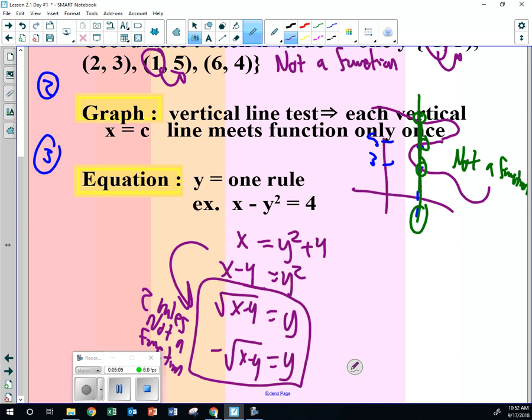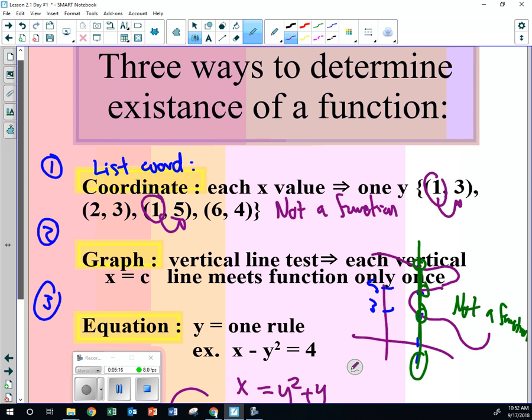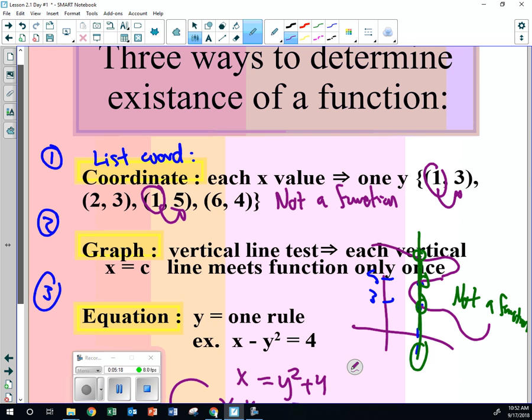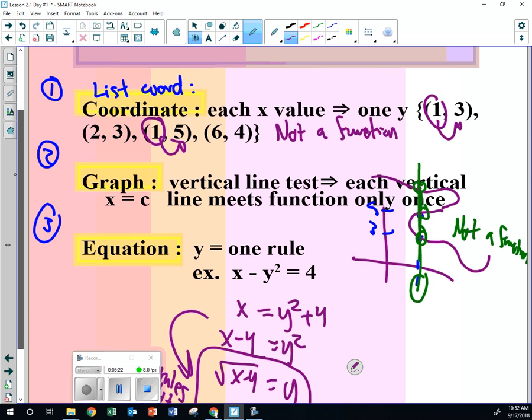You good with that? It's easy. So the three things are, remember, every x has one y. If you have a coordinate list and you look for the x's, there should only be one y. If there's two, it's not a function.